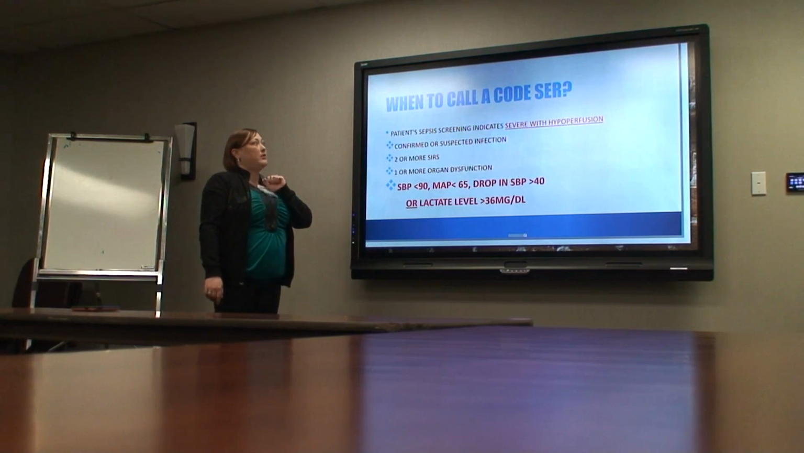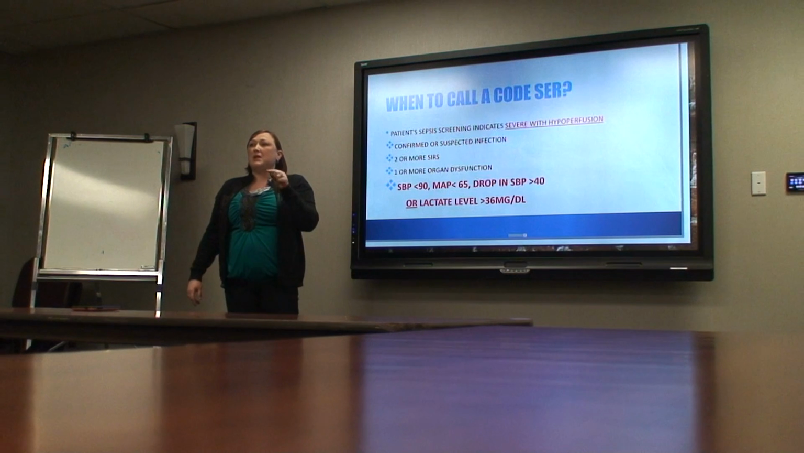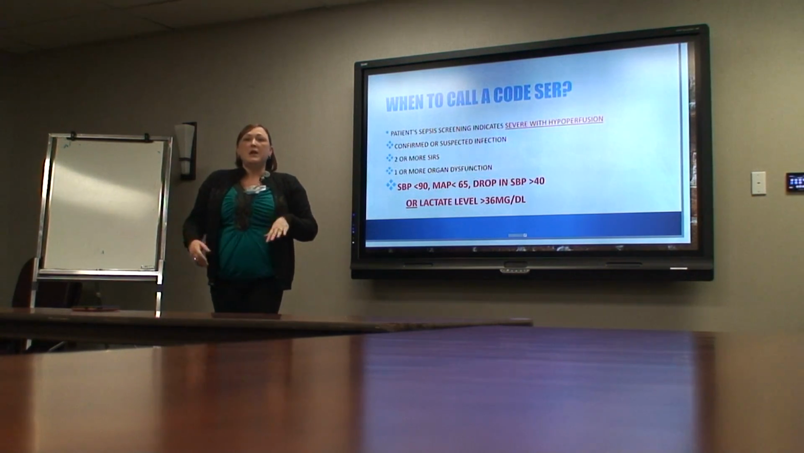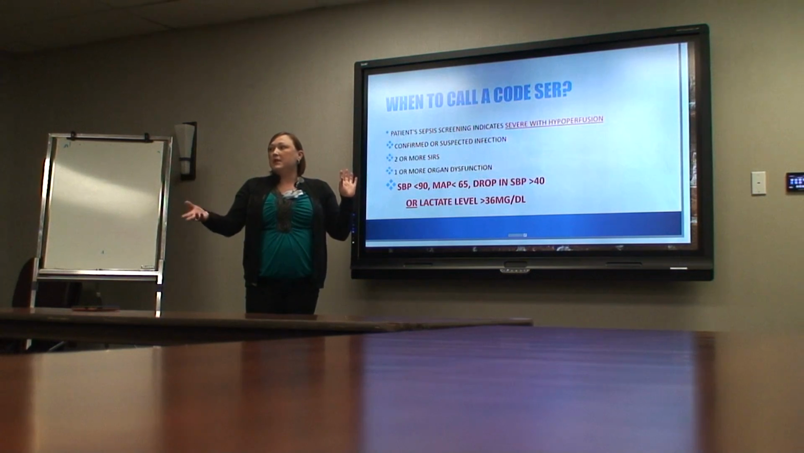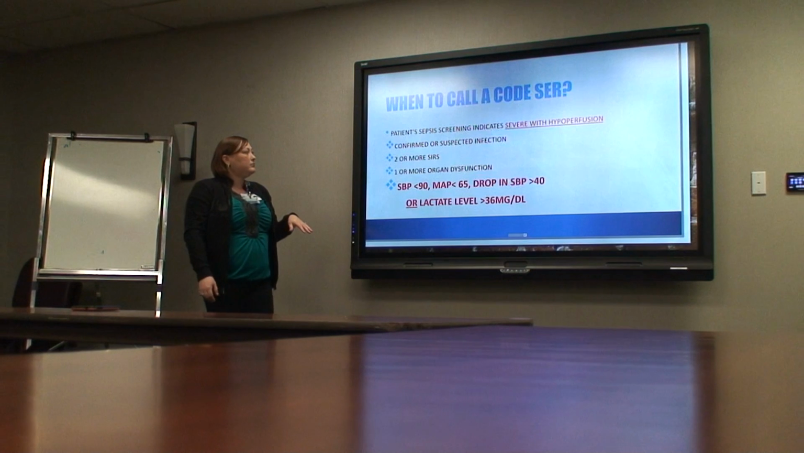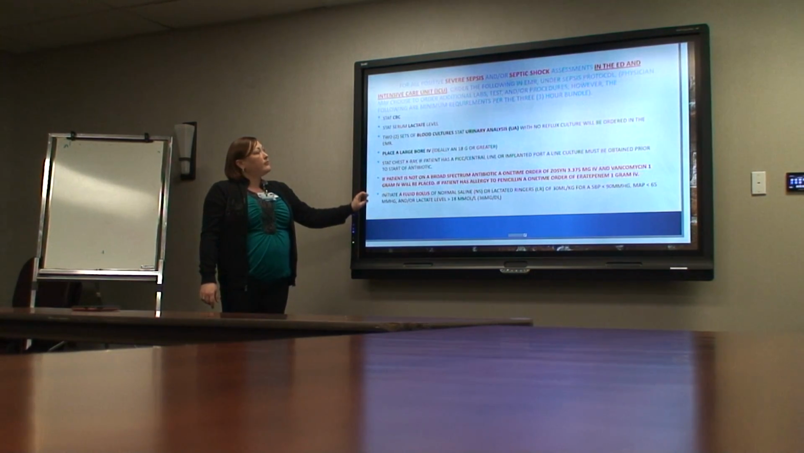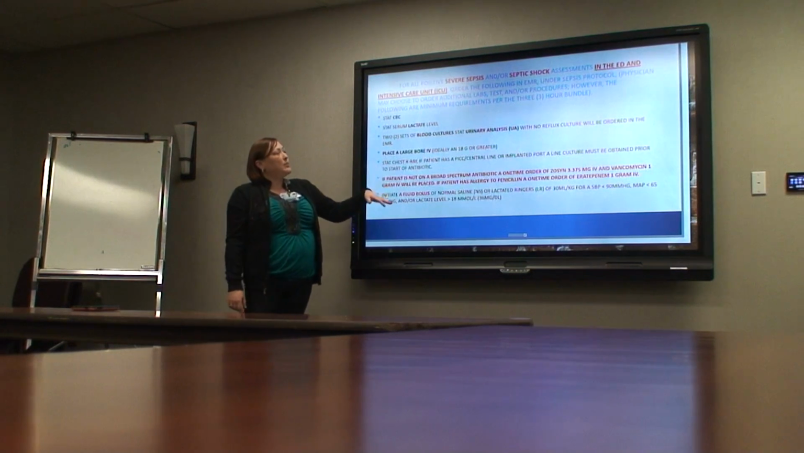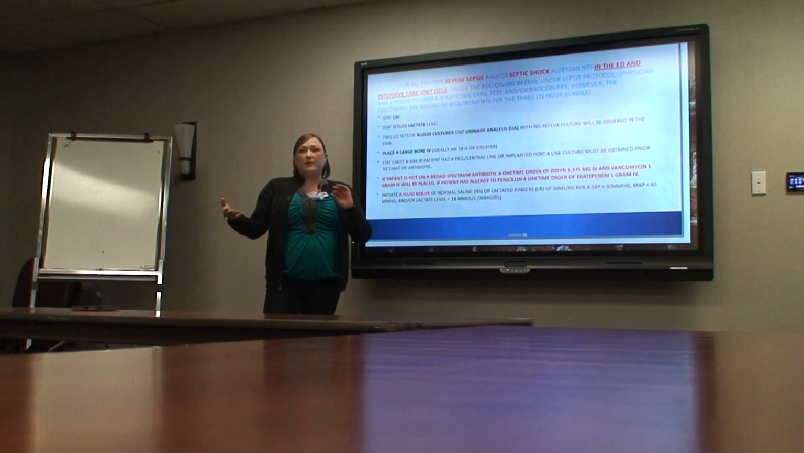So again, we would call the code SERT if they have severe sepsis with hypoperfusion, meaning they have a low blood pressure. That's it. If they don't have the low blood pressure, then you don't call the code. Or same thing for MRT. If it's a septic patient and they don't have a low blood pressure, then you don't call it.